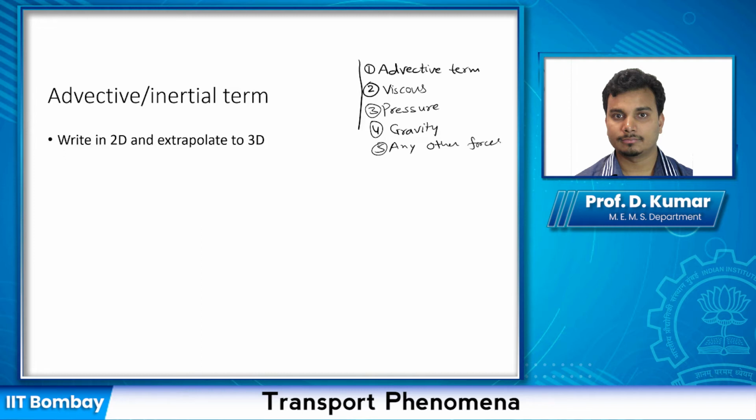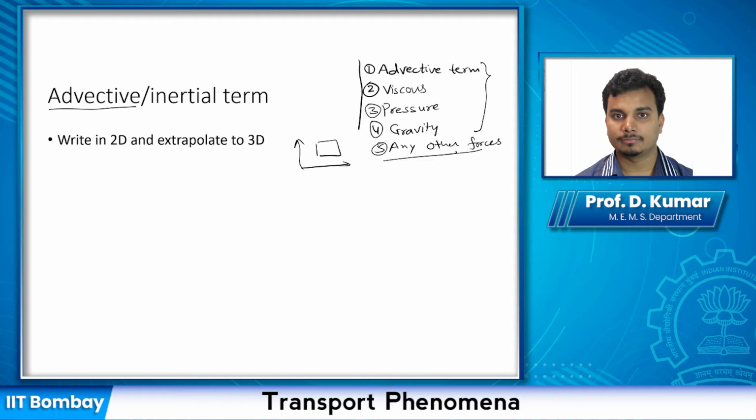Any other forces, you can have electromagnetic forces. You may want to sometimes consider surface tension related forces and so on. So this term will contain those things. But here our interest is this. So as usual, we'll look at term by term. So we are first looking at the advective term. Again, what we'll do is we'll write in 2D and then extrapolate it to 3D.